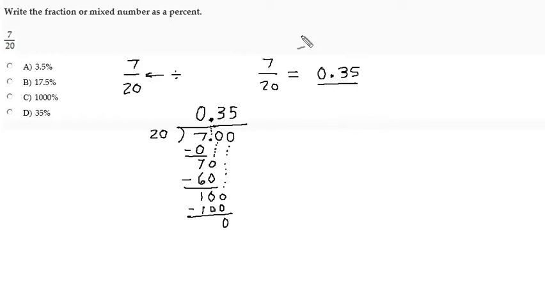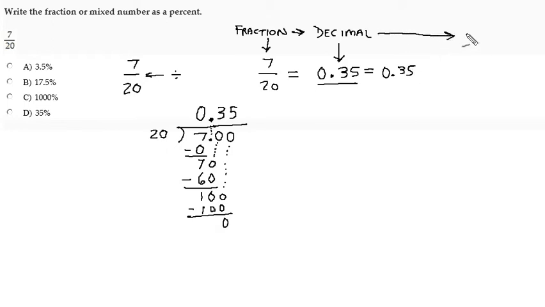And now if we wish to continue on to percent, we take this decimal number. What we have is a fraction. Let me label this. This is a fraction way of showing part of a whole. We've transformed the fraction into a decimal, which is another way of talking about part of a whole. Now we want to take this decimal, 0.35, and convert it to percent, which takes multiplying by 100. You can take any number and multiply by 100 to turn it into percent.